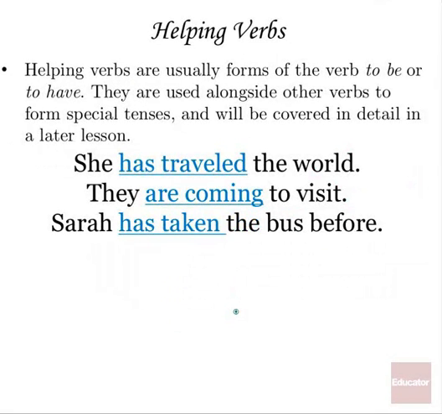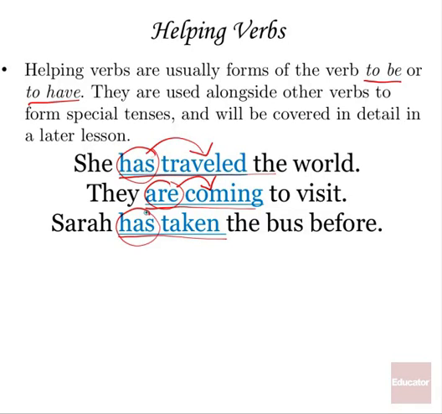All right, helping verbs. Helping verbs are usually forms of the verbs to be or to have. They are used alongside other verbs to form special tenses. We're going to cover tenses in detail in a later lesson, but for now, let's look at a couple of examples of helping verbs so you'll recognize them when you see them. She has traveled the world. Has is the helping verb helping the main verb, traveled. They are coming to visit. Are is the helping verb helping the main verb, coming. And Sarah has taken the bus before. Has is the helping verb helping the main verb, taken.